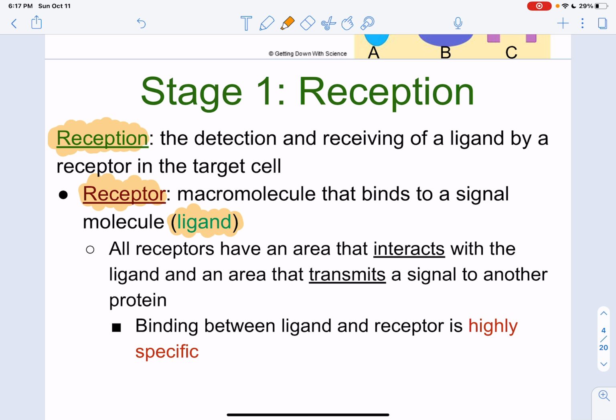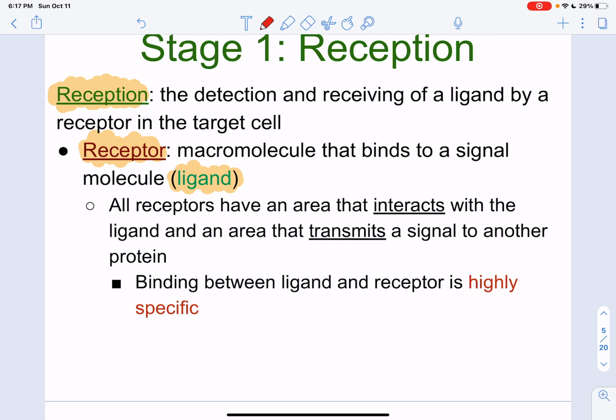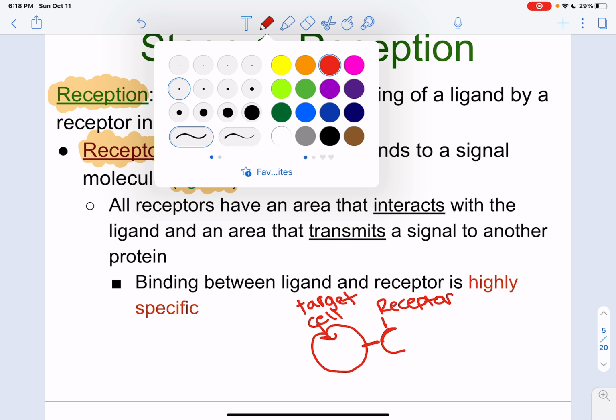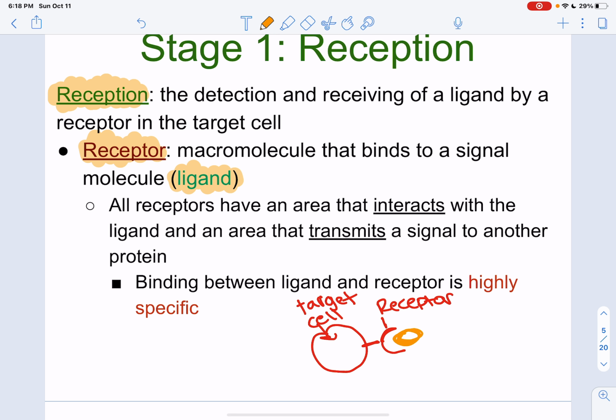Reception is the detection and receiving of a ligand by a receptor in the target cell. So we're going to have a target cell with a receptor, and it's going to have a ligand. The ligand is the key that is not a part of the cell that's going to connect to it. It's going to be a perfect fit, and it's going to cause the reaction to happen.